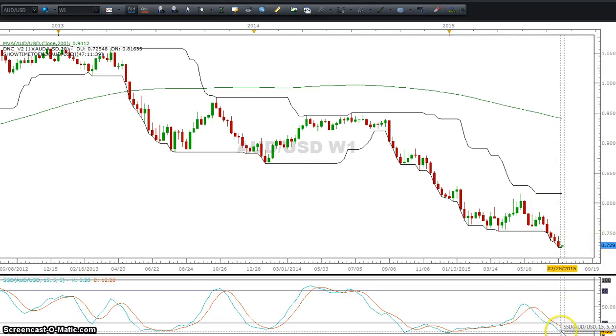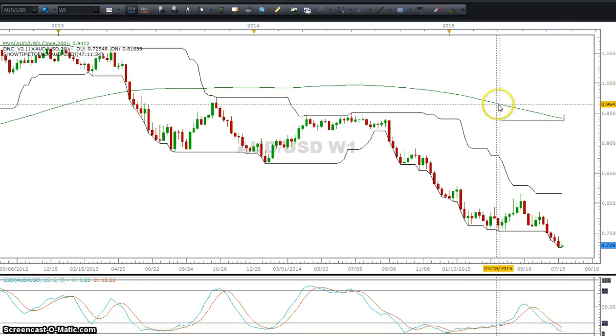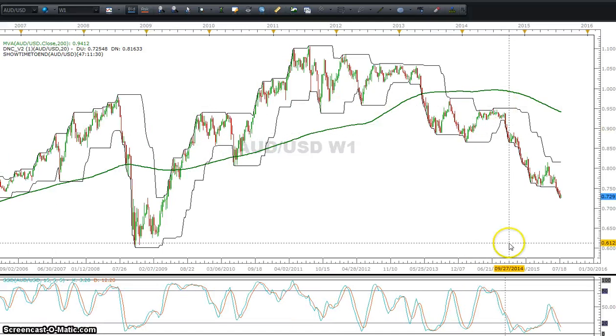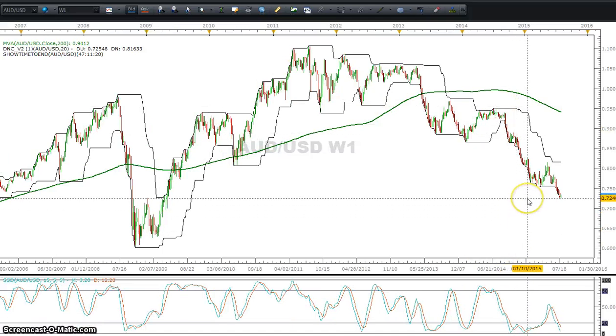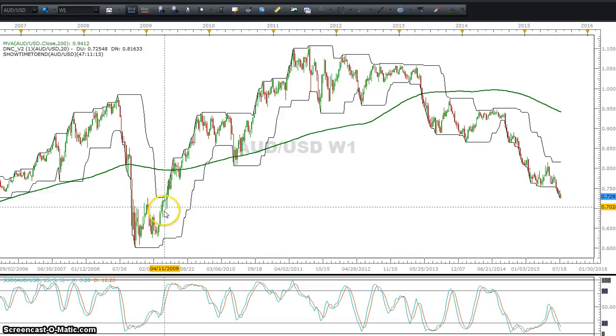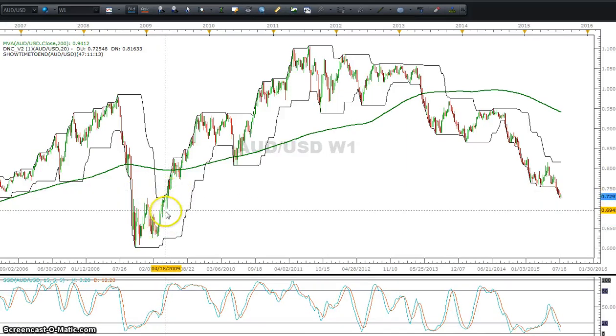We also, on slow stochastics, have angle and separation below 20. That is a good bearish sign right there, an indication of bearish momentum. If we scroll out here, we can see that the low this pair has traded to is roughly 0.7246. And if we follow that dotted line across to the left-hand side right here, we can see we've got a fair amount of room that this pair can drop.